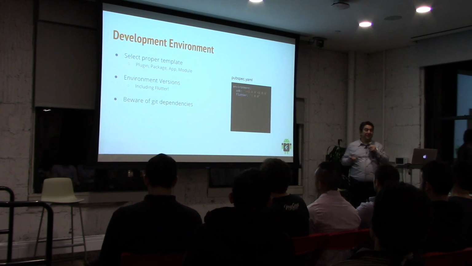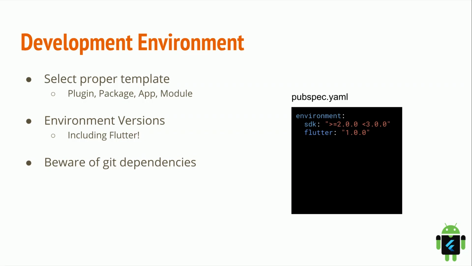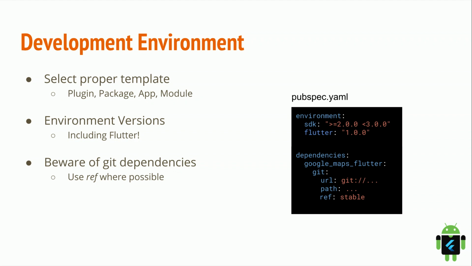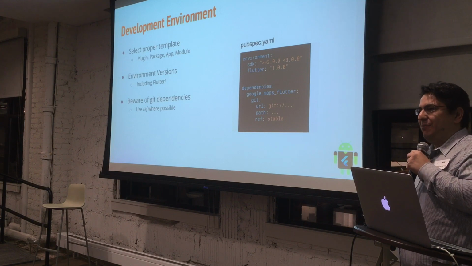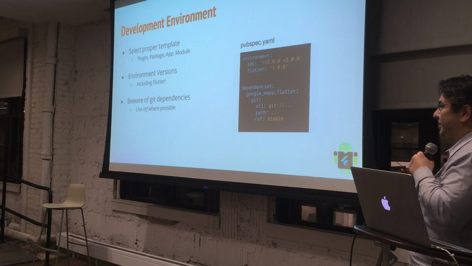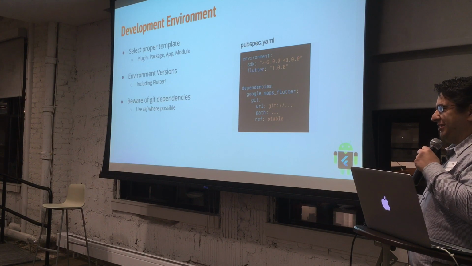Be aware of Git dependencies. You can actually use Git and pull in your packages directly from the Git server, which we did with Google Maps. And then they changed it to use AndroidX, and we were all, our app doesn't support that yet. So use a ref where possible. So in your pubspec, if you have a dependency on, say, Google Maps Flutter, and you're using Git, make sure you set a reference point. Make it stable. Make it something that's reproducible until you upgrade. You can set it to master. I think that's probably just leaving it blank.